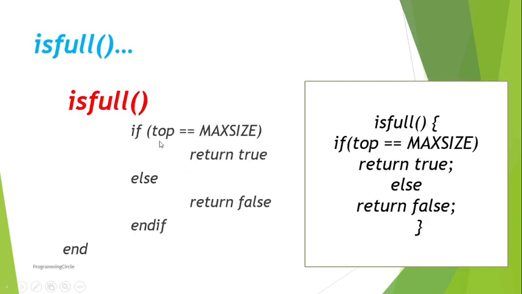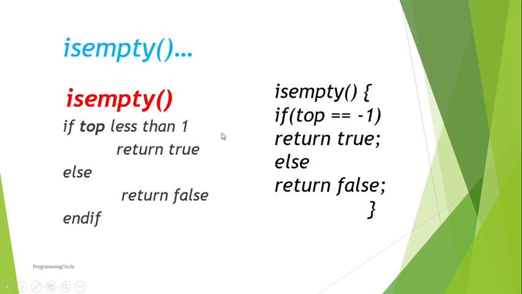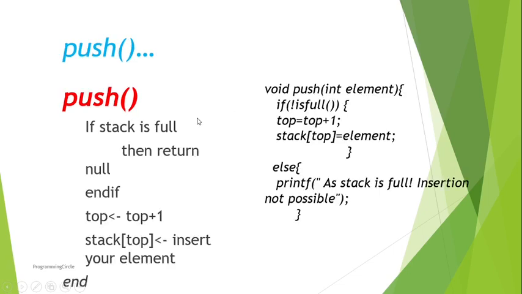And then the isFull function: if top reaches the max size of the array, it returns true, and then we cannot insert anything further in the stack. The isEmpty function is just the opposite: if top is minus 1, that means the stack is empty and it returns true, otherwise it returns false. So if isEmpty returns true, you cannot delete anything from the stack because nothing is there to delete.